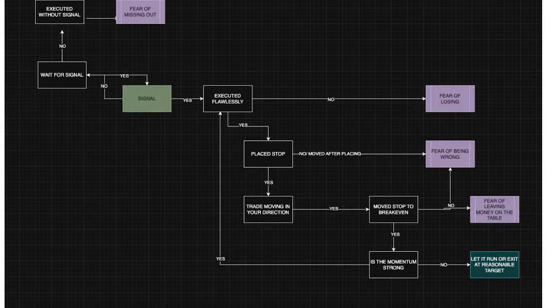whether there is a possibility to add to the trade, because the only way you can win in the markets is by swinging the bet hard when you get the right opportunity. So if the momentum is in your favor, always consider adding.